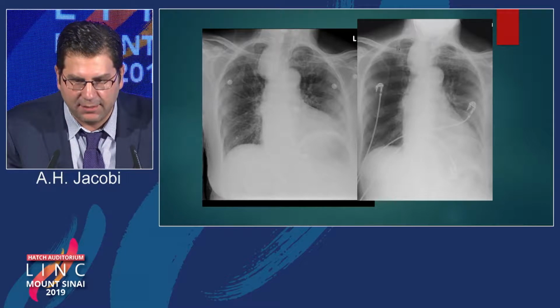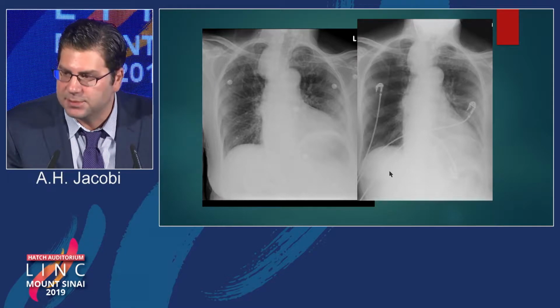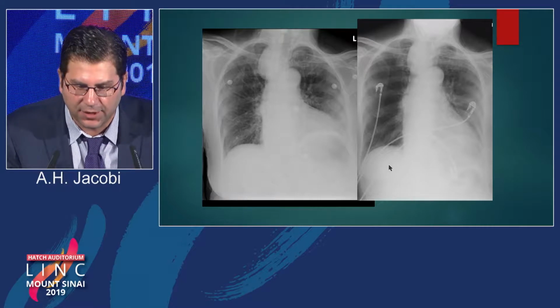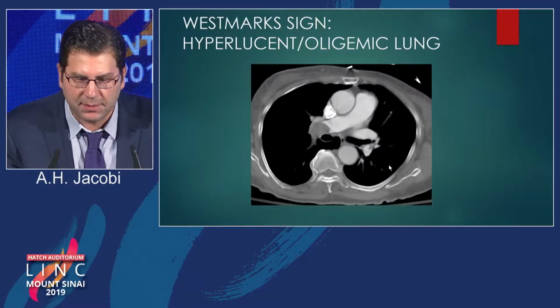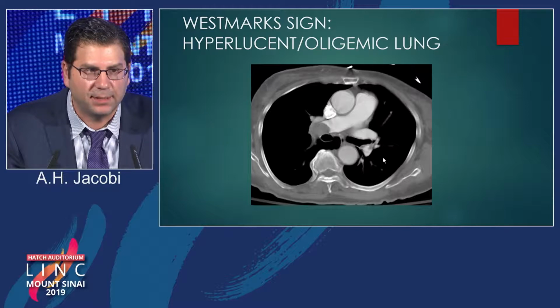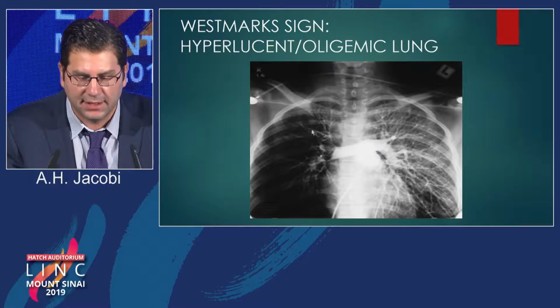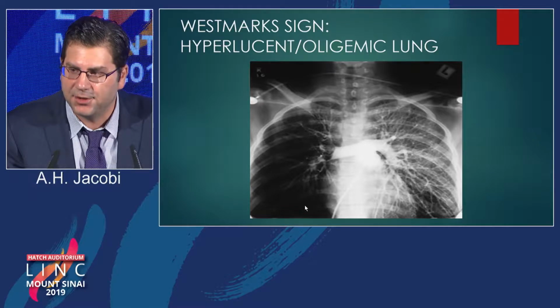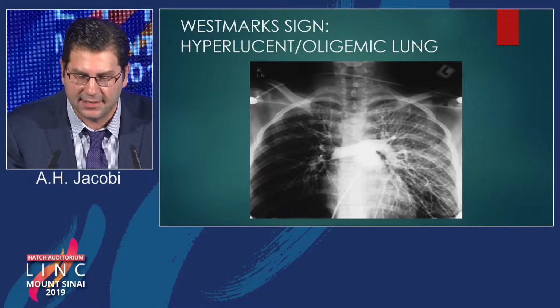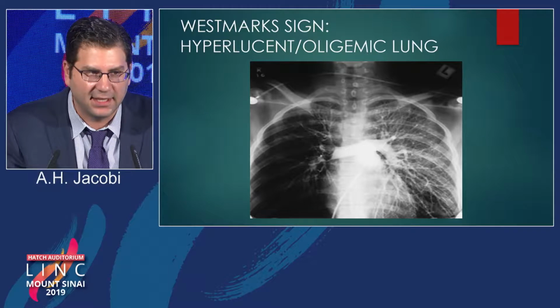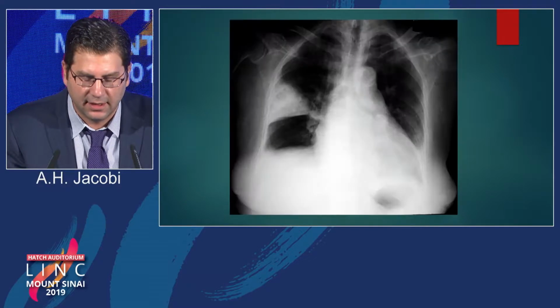So if we look at this image, you can see that the right lung is more hyperlucent, and this is not a pneumothorax, but in fact the Westermark sign, which is a hyperlucent or oligemic lung, and basically there's a huge clot sitting in the right main pulmonary artery and getting no blood to the right lung. And this is a nice angiogram depicting exactly what the Westermark sign is. This is only one time I've ever seen this, and this is an uncommon thing to actually see.